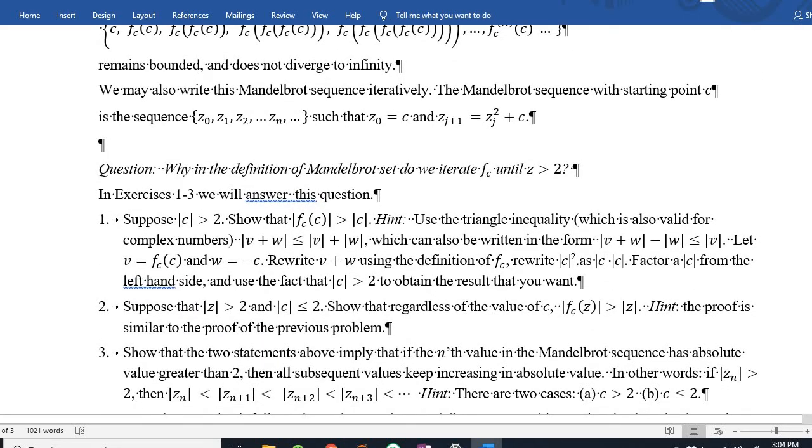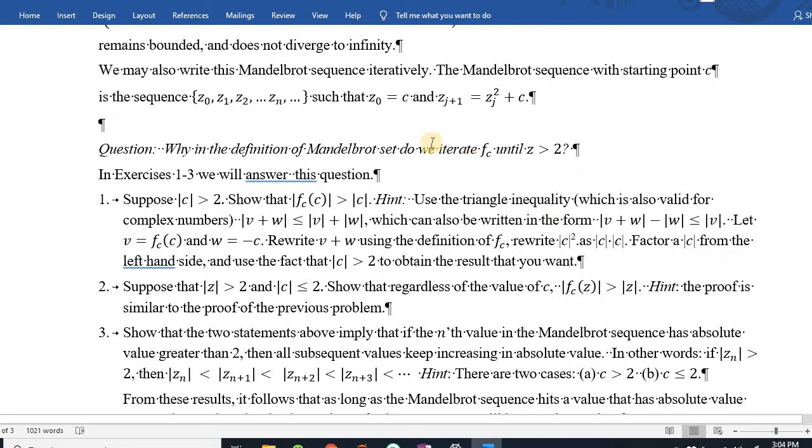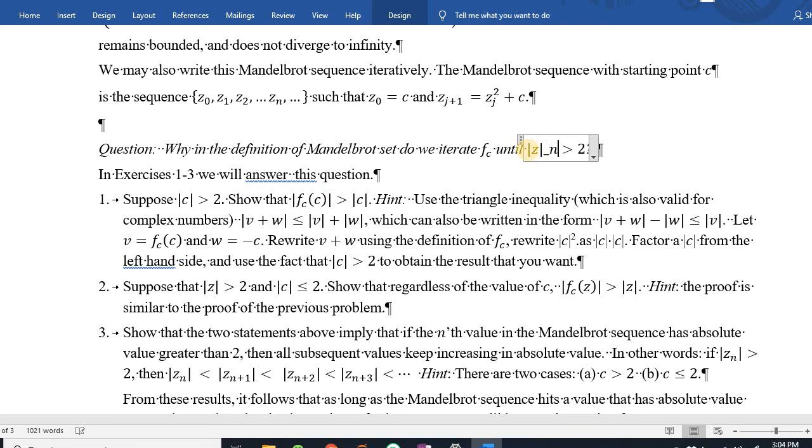When we actually plot the Mandelbrot set, we only look and see until the function iterate, the absolute value, becomes bigger than 2. Actually, this should be Zn. Let me just change that briefly. Okay, should be able to do this. Or let's say, yeah, right. Okay, all right. So in this section, in these exercises, we'll answer this question.